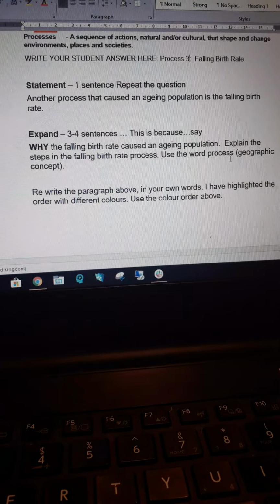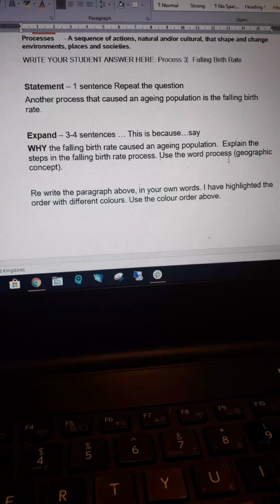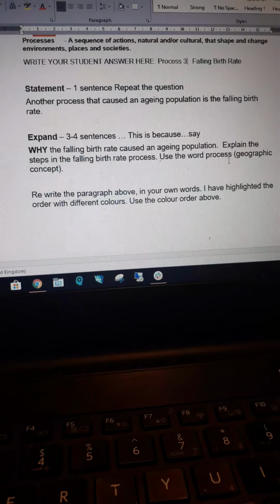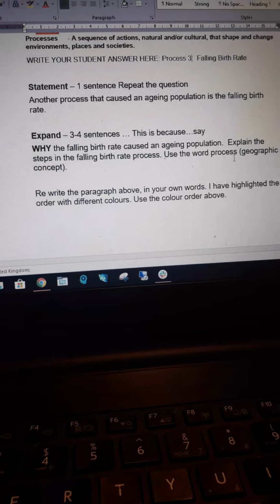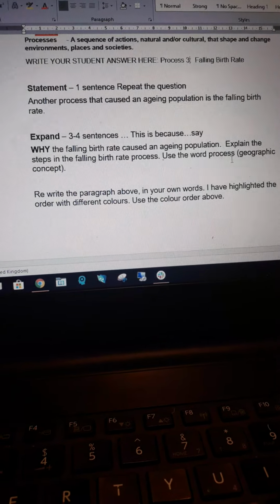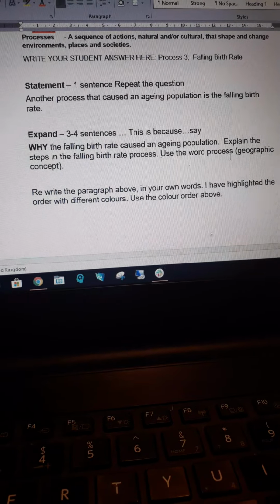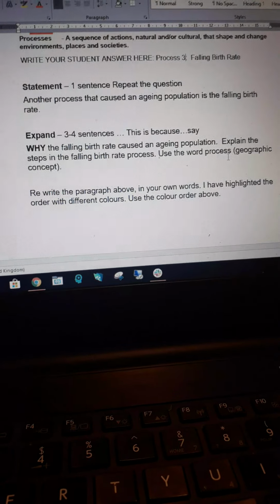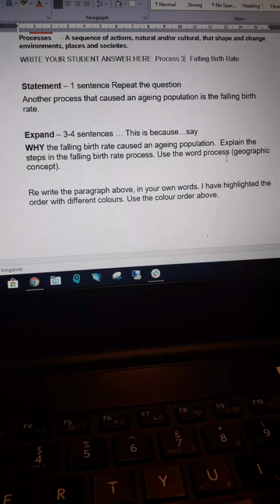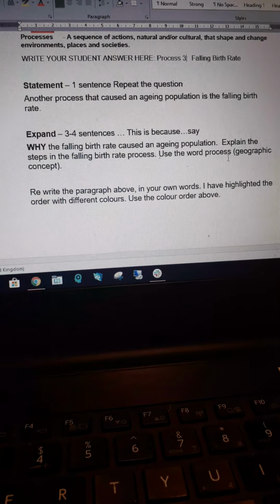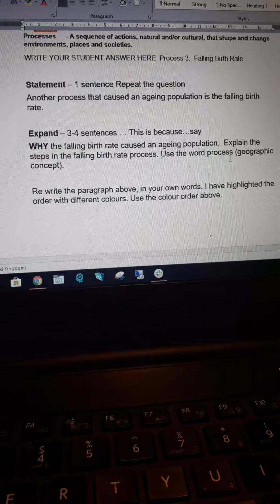So once again, we're going to be looking at a process. This process is called the falling birth rate. So we start again with a statement that repeats the question. You'd write something like, another process that caused the ageing population is the falling birth rate. Then you expand, give specific examples, and link it to the global population.